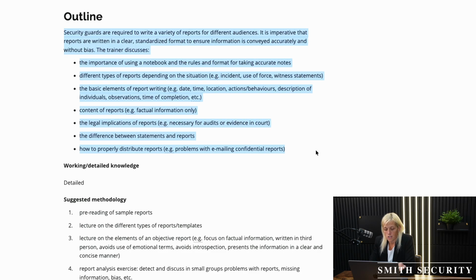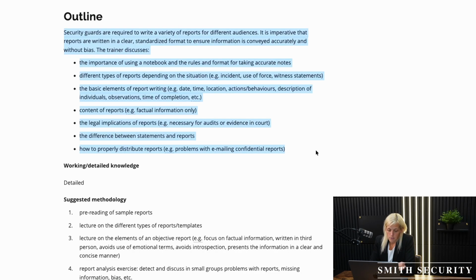So, the legal implications of reports: they're necessary for audits or evidence in court. You also want to make sure that whatever you put in reports, you have the expectation that you might have a very big audience reading that. So if the information that you write in your report, for whatever reason, goes to court, that's going to be read in court and you're going to be scrutinized on what you write. So again, you want to be leaving out your opinions, leaving out things that didn't happen, and only sticking to facts and the observations that you saw.